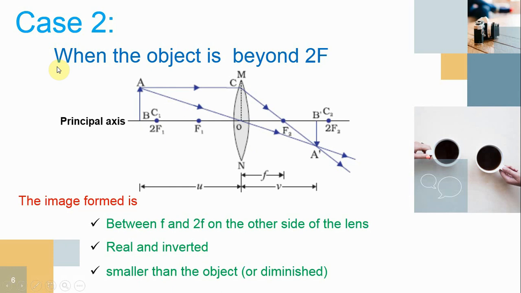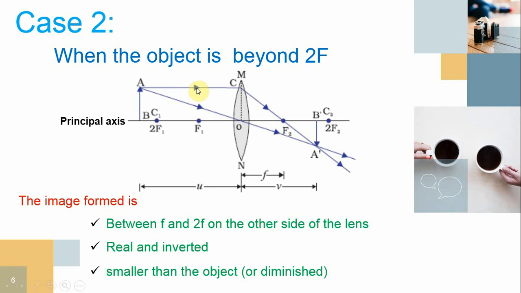The next case, when the object is beyond C. So this is the F1 focus. This is 2F1. We have to place the object beyond 2F. So AB is the object. We always place the object on the left side of the lens and above the principal axis. So AB is the object height. So we have to put the object beyond the 2F.